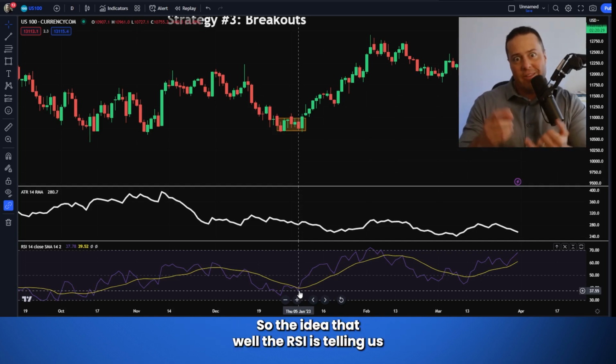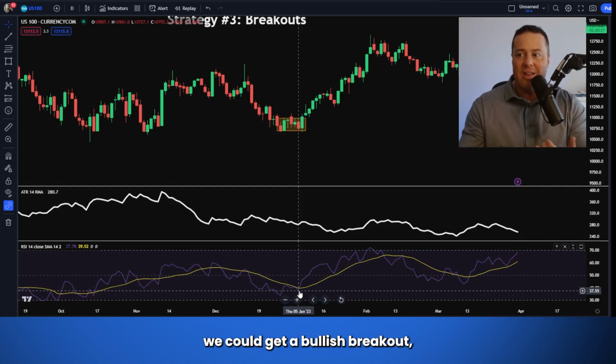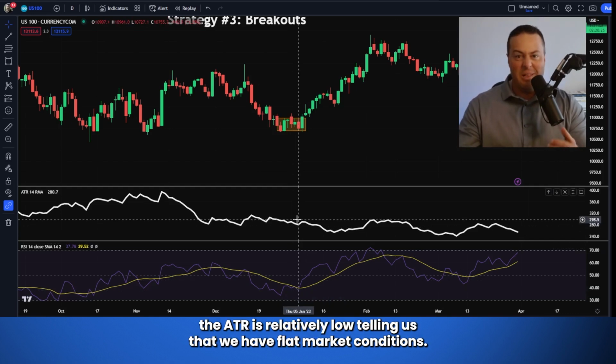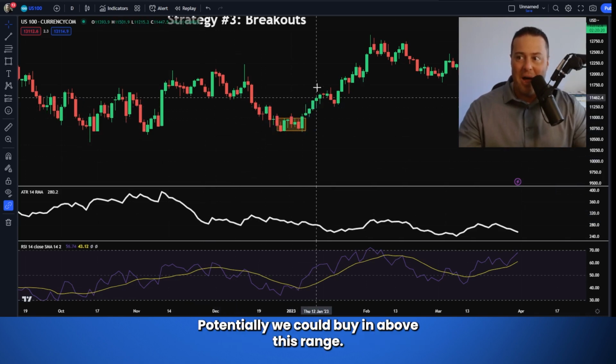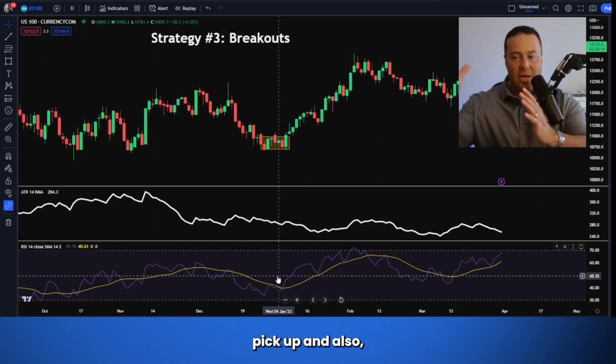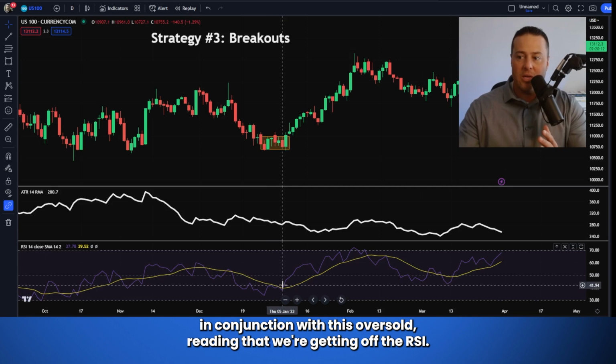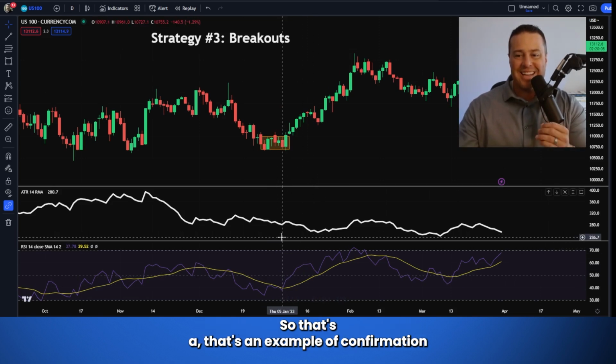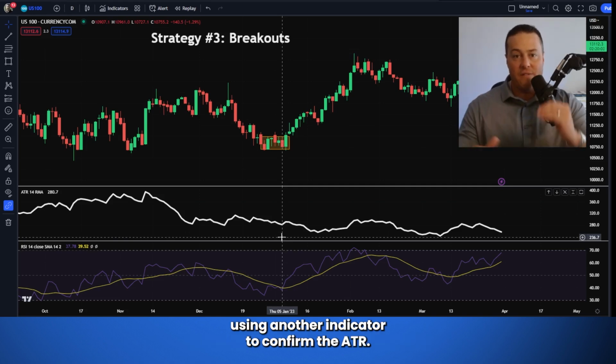So the idea is that the RSI is telling us we could get a bullish breakout. The ATR is relatively low, telling us that we have flat market conditions. Potentially, we could buy in above this range, really with respect to this low ATR, the idea that we're going to see things pick up, and also in conjunction with this oversold reading that we're getting off the RSI. So that's an example of confirmation, using another indicator to confirm the ATR.